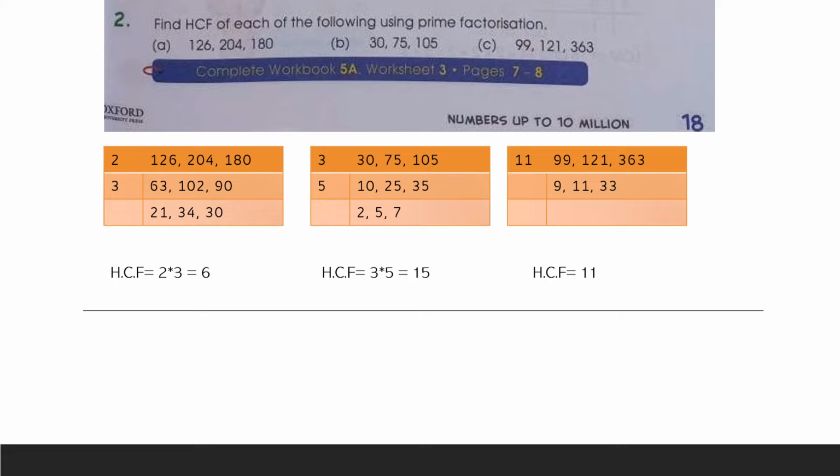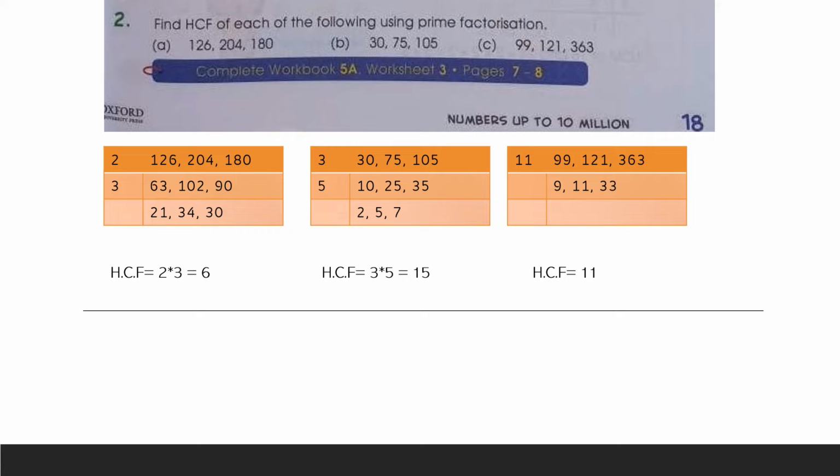We have divided these numbers with 2 and the outcome comes as 63, 102 and 90. But we know that 63 is no more divisible by 2, so we are going to use the other number, which is 3, and the outcome comes as 21, 34, and 30. But with this set, we know that there is no common number that can completely divide these three numbers simultaneously. So we stop here and our highest common factor comes out as 2 multiplied by 3, which is 6.